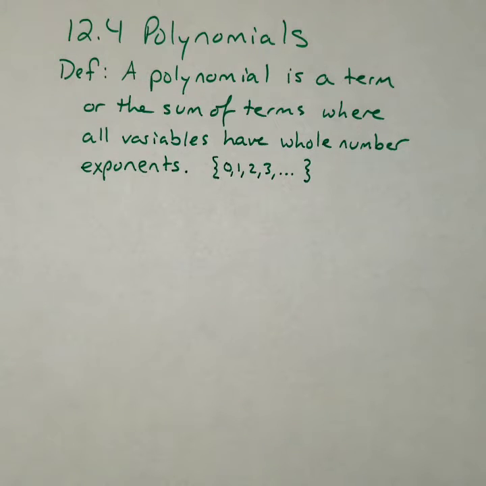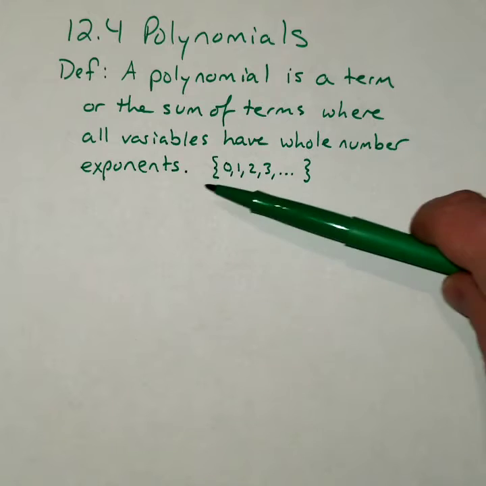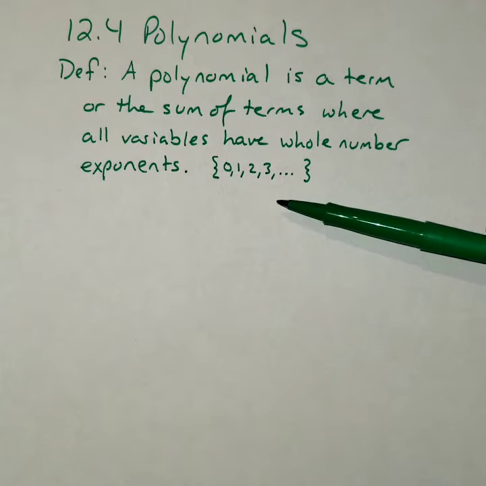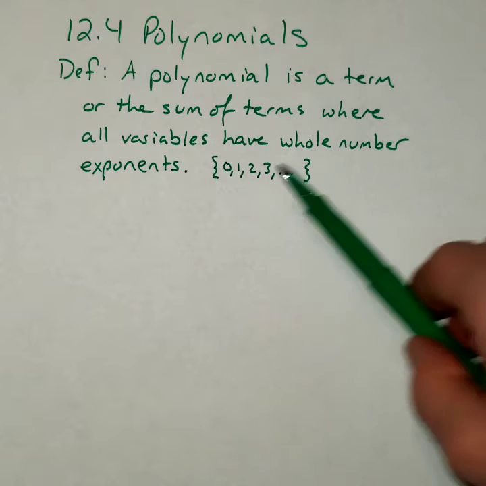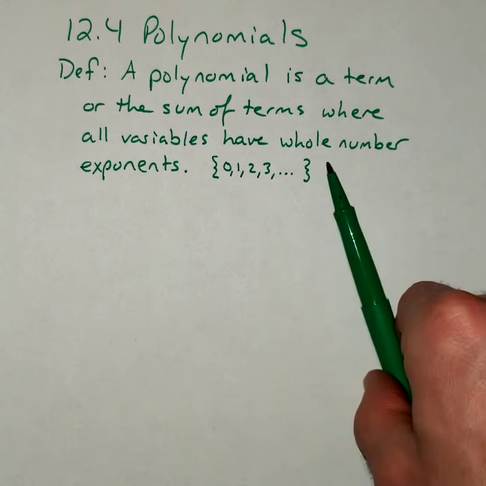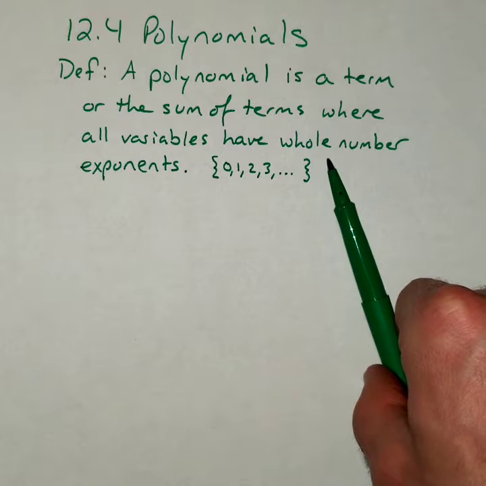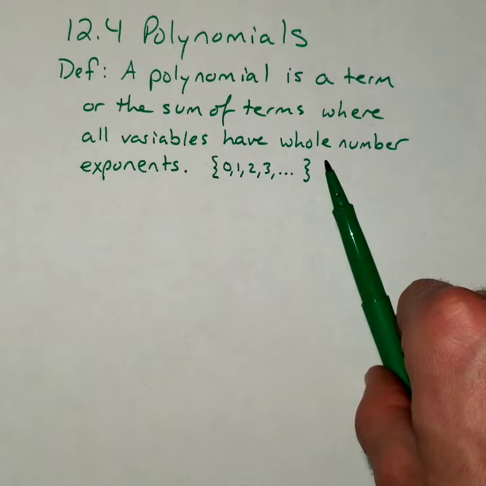A polynomial is a term or a sum of terms where all variables have whole number exponents. Now this definition is slightly different from the one in the book. I'm going to try to give you a little bit more detail here. And so the variables all have to have whole number exponents. That means we don't have any negative exponents in polynomials, which I'm sure you'll all be relieved about.